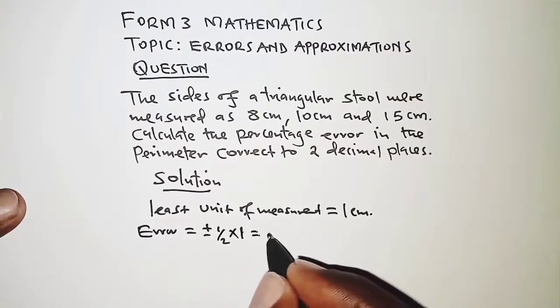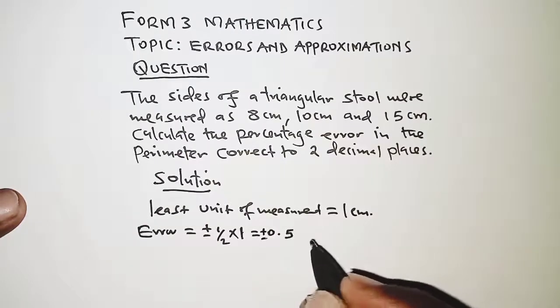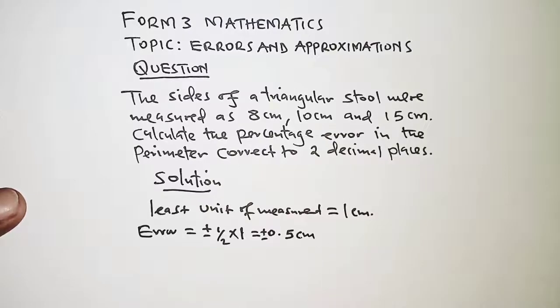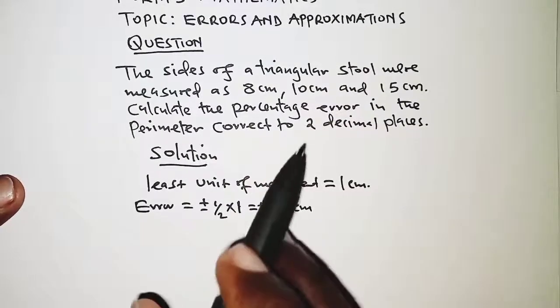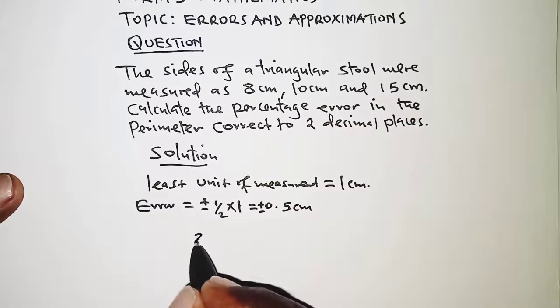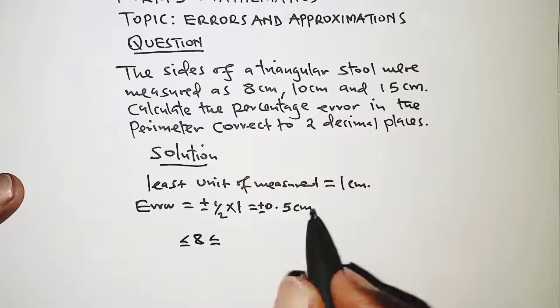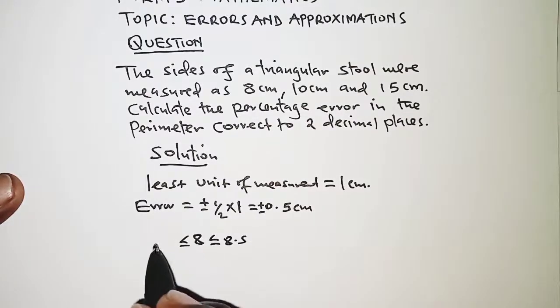So that is plus or minus 0.5 centimeters. So this should help us in determining the limits for each measurement. So we will begin with 8, so that the upper limit becomes, we simply have 8 plus 0.5, 8.5, and the lower limit we subtract, so that is 7.5.